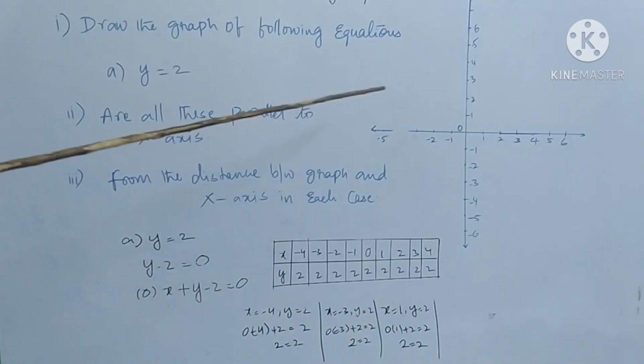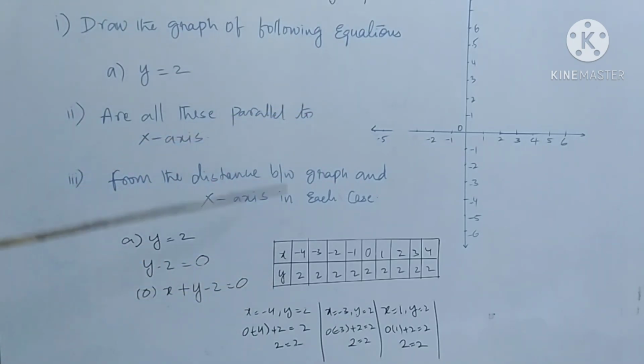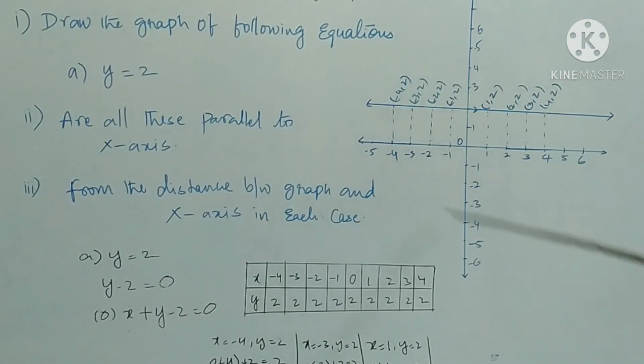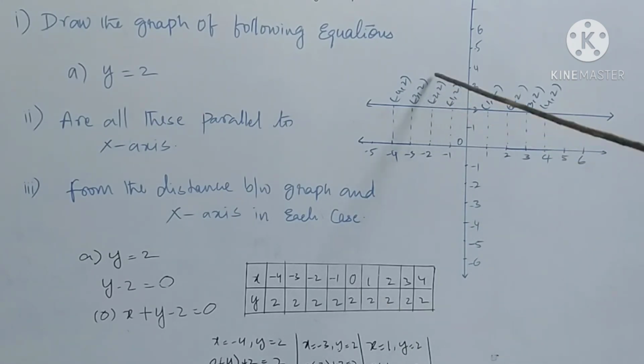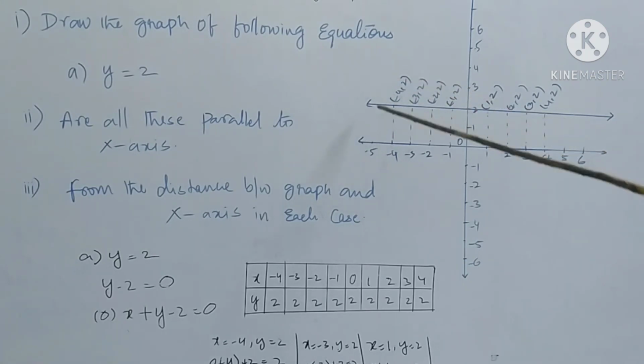Plot these points on the graph and we get a straight line that is parallel to the x-axis. This is the graph of the given equation y is equal to 2 on the coordinate plane. These four quadrants are called the coordinate planes. This is the solution graph of y is equal to 2. So this is a Cartesian plane. Here our points are minus 1 comma 2, minus 2 comma 2, minus 3 comma 2, minus 4 comma 2 and 1 comma 2, 2 comma 2, 3 comma 2, 4 comma 2.